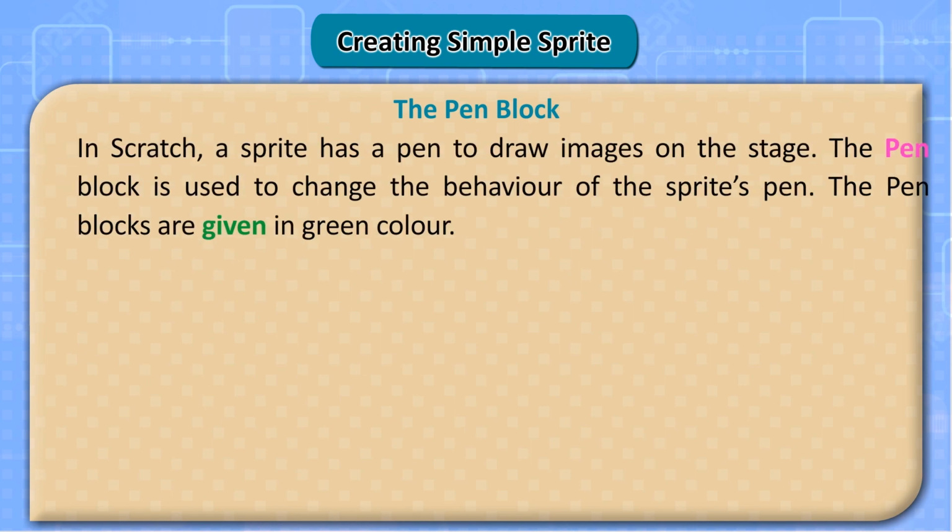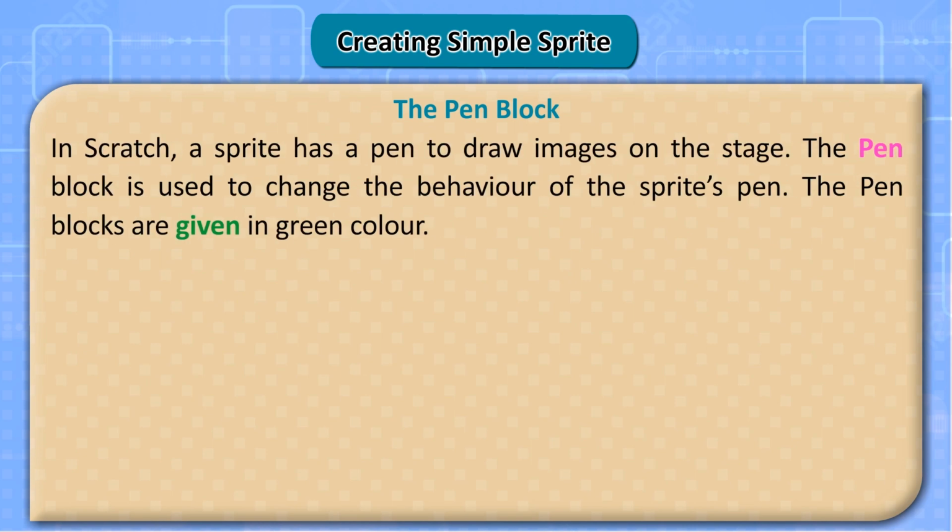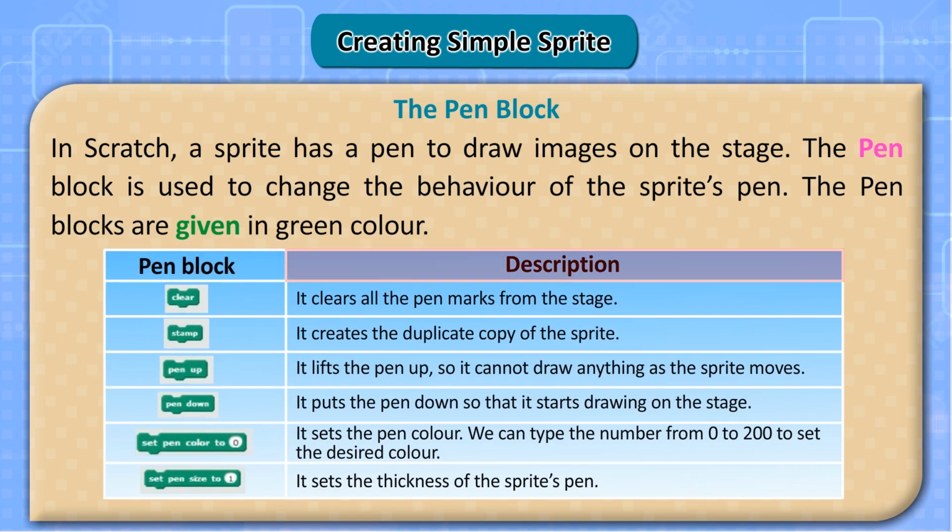The pen block. In Scratch, a sprite has a pen to draw images on the stage. The pen block is used to change the behavior of the sprite's pen. The pen blocks are given in green color. Pen block. Description. It clears all the pen marks from the stage. It creates a duplicate copy of the sprite. It lifts the pen up, so it cannot draw anything as the sprite moves. It puts the pen down so that it starts drawing on the stage. It sets the pen color. We can type a number from 0 to 200 to set the desired color. It sets the thickness of the sprite's pen.